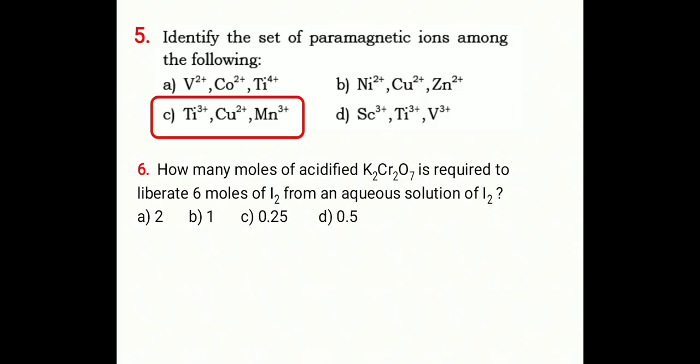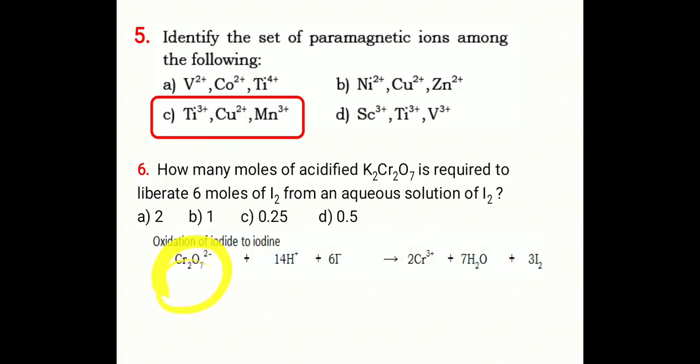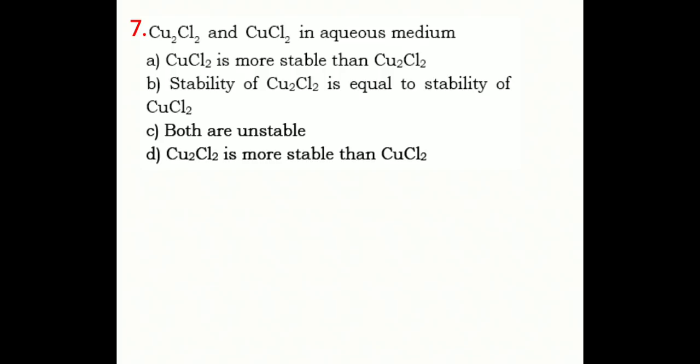Then the sixth one, how many moles of acidified potassium dichromate are required to liberate 6 moles of I2? If you see this standard reaction, you can see 3 moles of I2 are released by 1 mole of potassium dichromate. Hence you can say 2 moles are required for this. Seventh one, Cu2Cl2 and CuCl2. If you want to recall the d and f block elements, there we tell that the higher oxidation state is more stable for chlorine and fluorine than the lower oxidation state. Hence remember CuCl2 is more stable than Cu2Cl2.